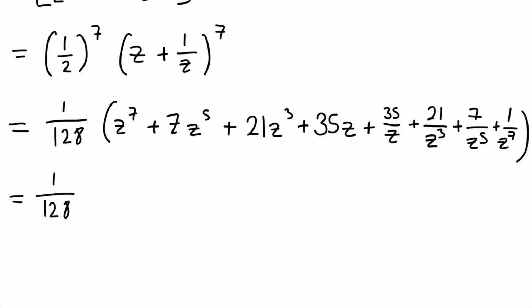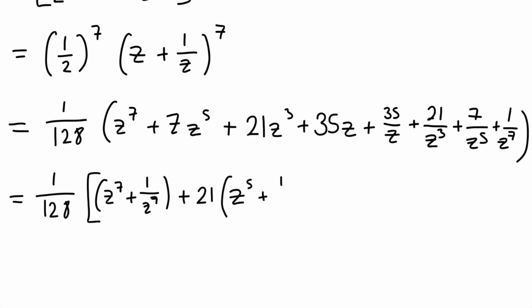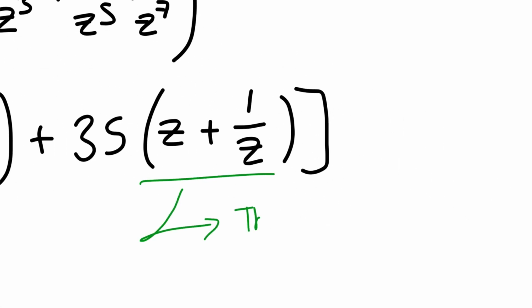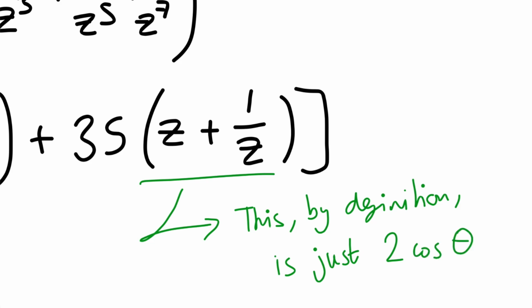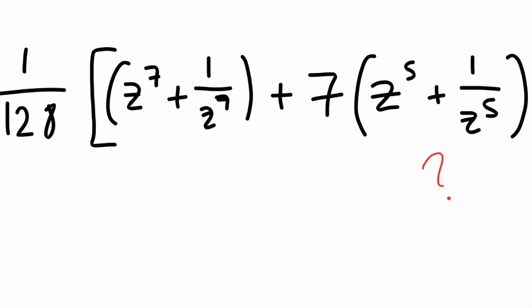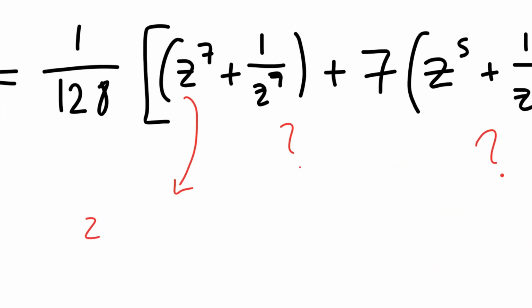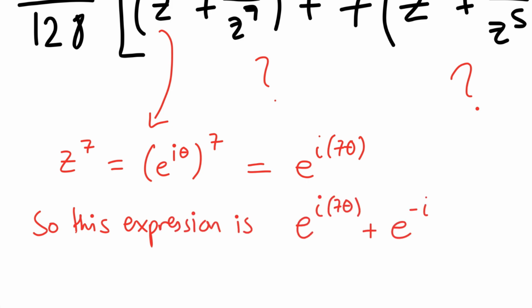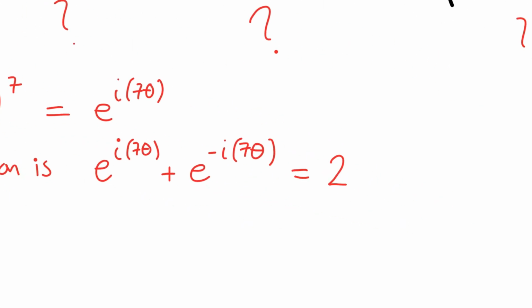before collecting terms like so to get this right here. And you might be thinking, cool, I know one term here, the very last one, it's 2 cosine theta. But we know more than that, because what is z to the 7? Well, z to the 7 is e to the i theta to the 7, which is e to the i 7 theta. So this expression here is actually just e to the i 7 theta plus e to the minus i 7 theta, which is 2 cosine 7 theta.